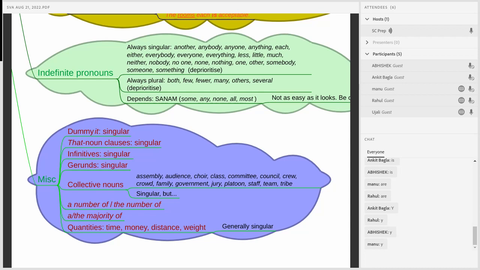Now, the next one is another structure that we saw a lot in the previous session, the "that" noun clause. Guess what? "That" noun clauses are also always singular. Infinitives are also always singular. So, a small example.